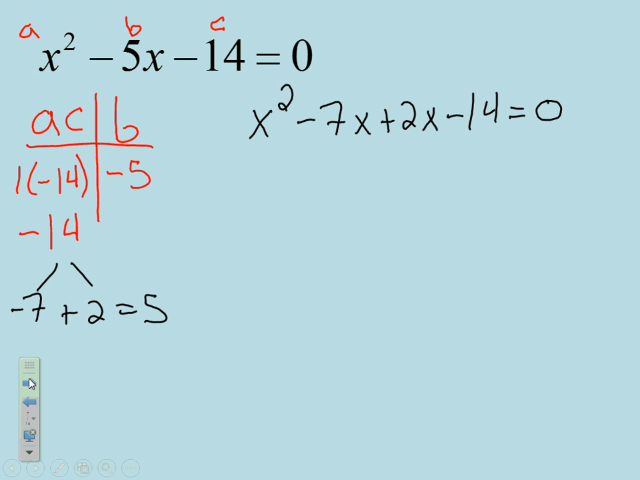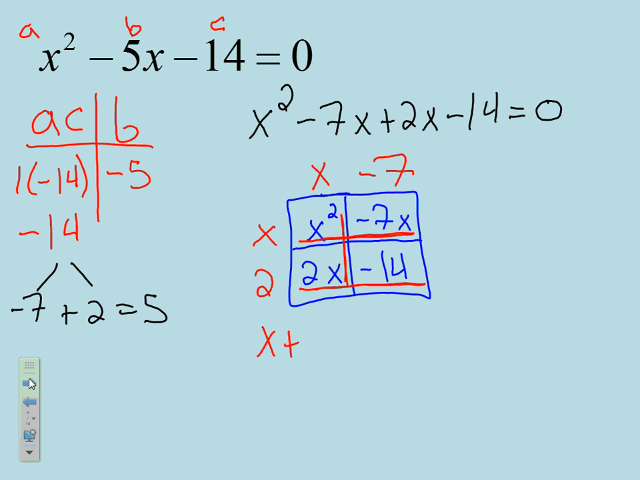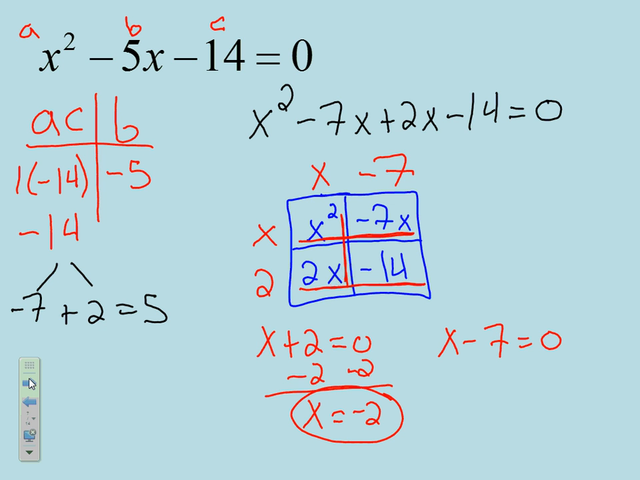Once I have this done, I get to put it into my box. So here's my box here. We're going to plug it in: x squared minus 7x, 2x minus 14. Remember, we're going to take the greatest common factor. The greatest common factor here is x, here it's x, and here it's negative 7. Now we're still not done. We need to set them equal to 0 and solve. So x plus 2 equals 0, and x minus 7 equals 0. Here we subtract 2 on both sides, so x equals negative 2. That's one possible solution. And add 7 on both sides here, and x equals 7.